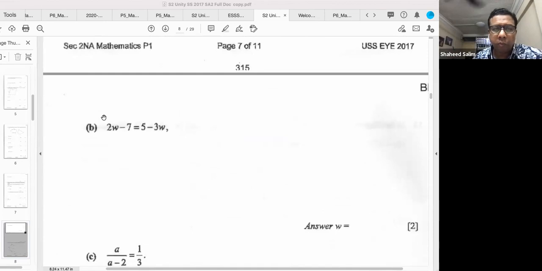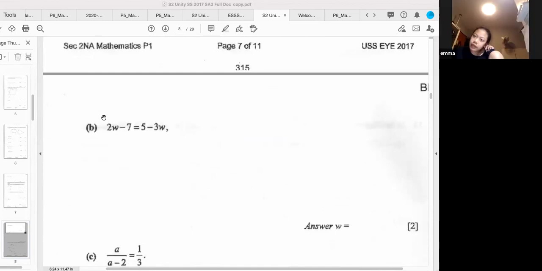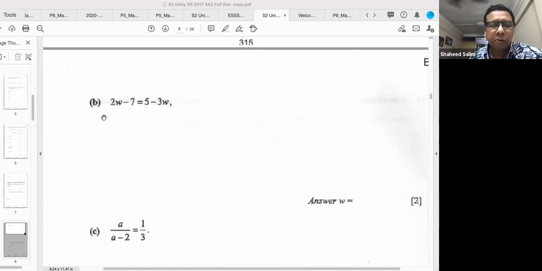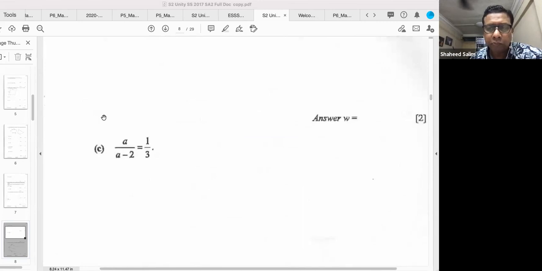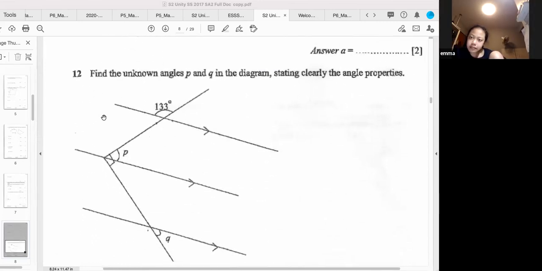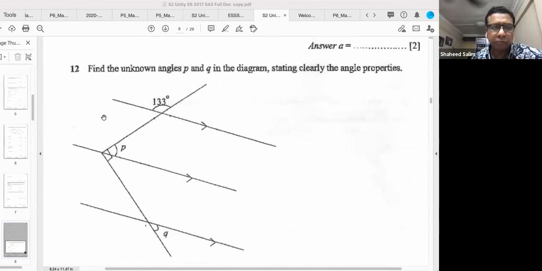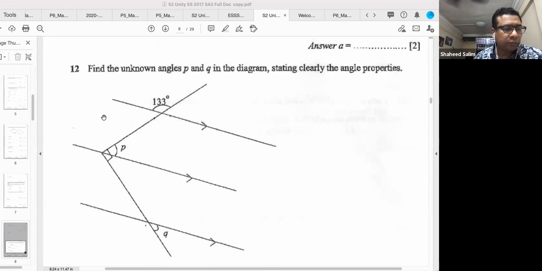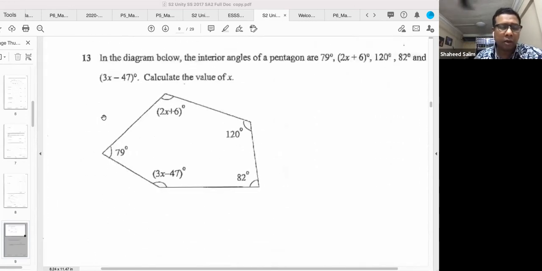B, 12 over 5. Okay, 12 over 5, that's 2.4. C, minus 1. Number 12. For A, 47 degrees. Okay, B, 43 degrees. Okay, number 13.